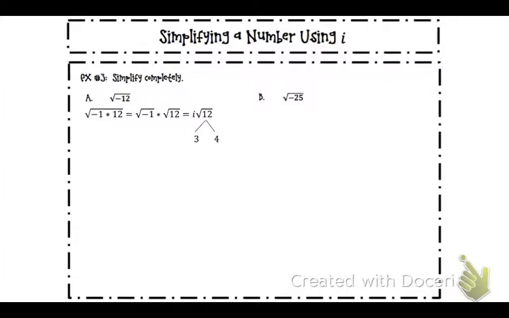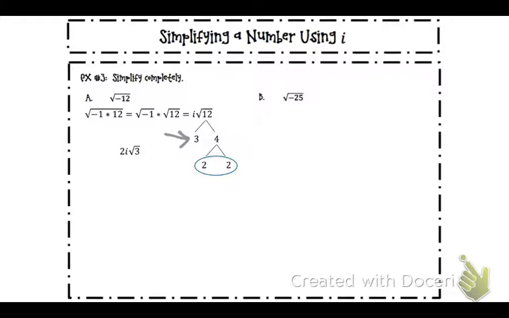We have to break it down more. We have to break it down to the prime factors. So 3 is a prime number. 4 can break down further to 2 times 2. Okay, and when you take something out of the square root, you have to have 2 to take it out. So we have 2 2's, which means I can take out a 2, so that's 2i square root of 3, because the 3 was the only thing left on that tree.